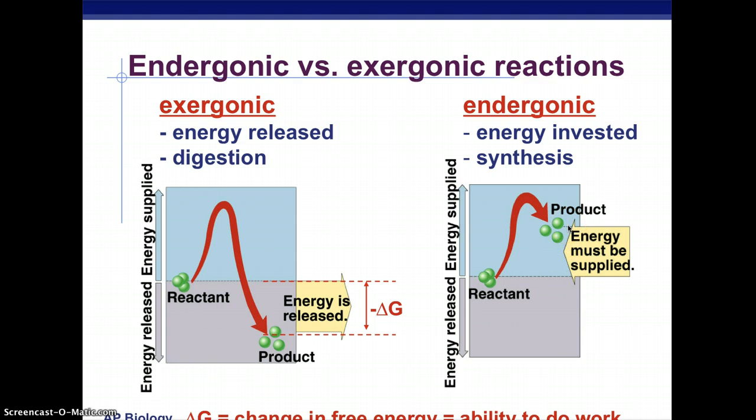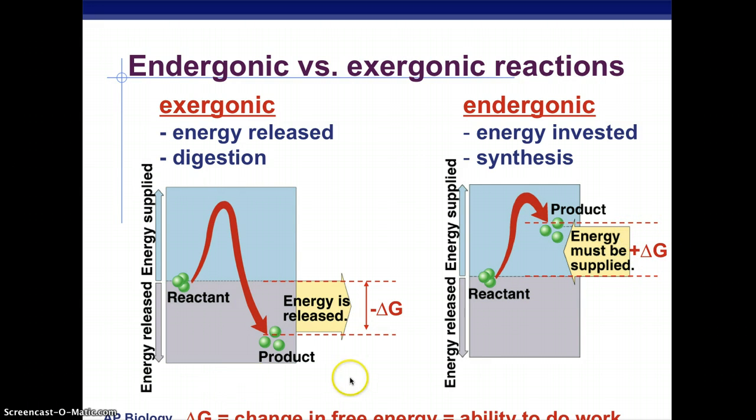So what do you think the delta G is going to be? Positive or negative? Positive. So we're going to have a positive change, meaning that the system gained or we added energy into the system. So we have a net gain of energy in the system.